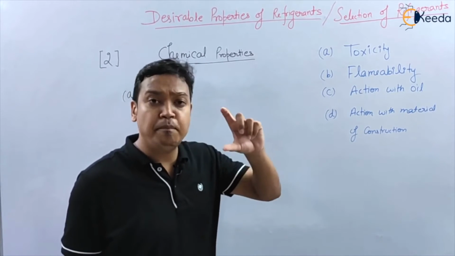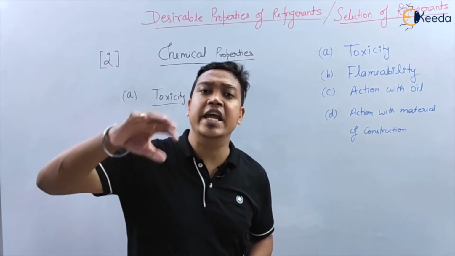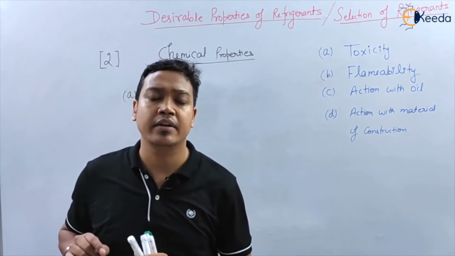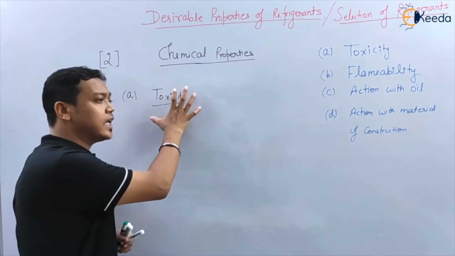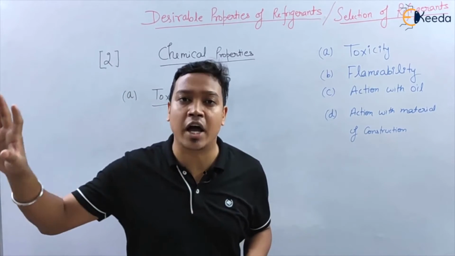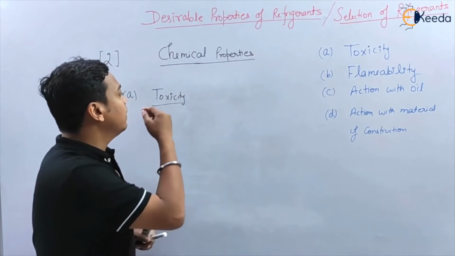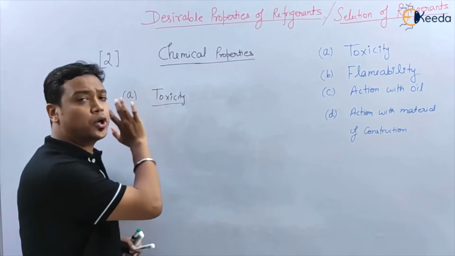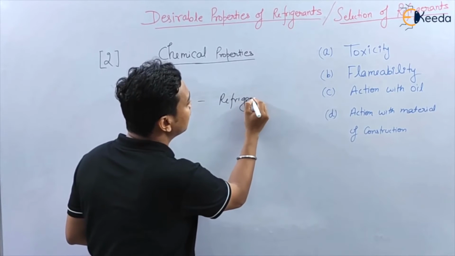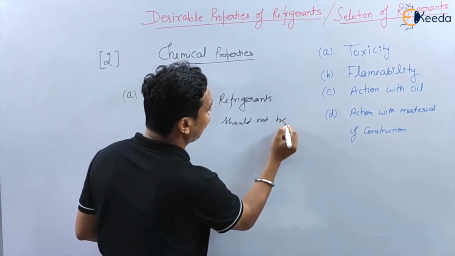In that case, if the pipe leaks, or the refrigerant leaks out from the system or from the AC, it will go into the environment. So the toxic effect of a refrigerant will have an adverse effect on the environment and on living things. So the refrigerant should not be toxic.